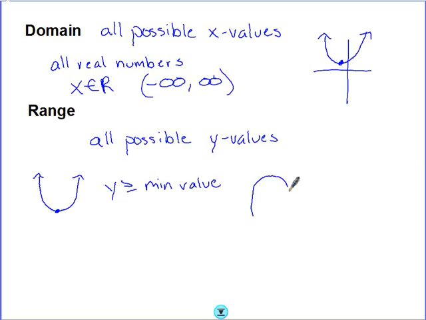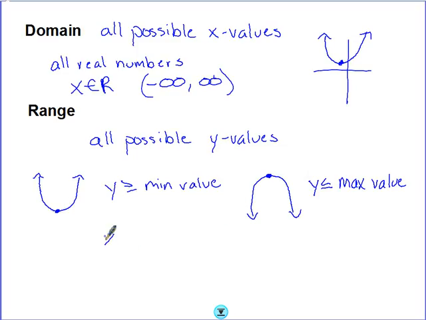If the parabola opens down, okay, this time it has a max. So y can go down forever, but it can only go up to right here. So y would have to be less than or equal to whatever the max value is. Alright, so when you're finding range, you have to decide whether the graph has a minimum or a maximum. Now, if you have the graph, it's really easy to look. If it opens up, it has a min. If it opens down, it has a max.